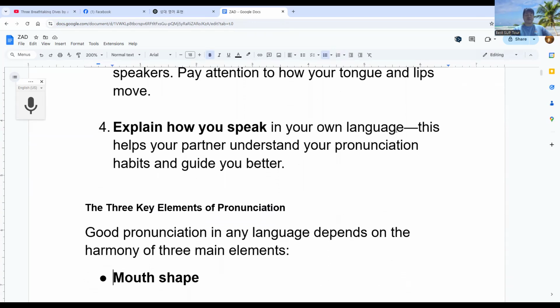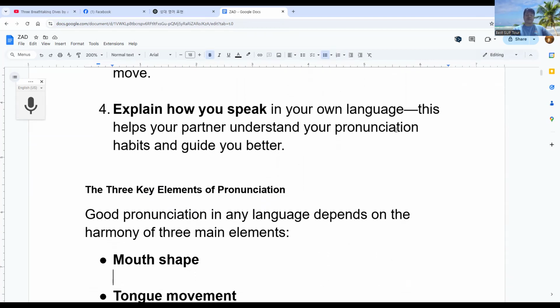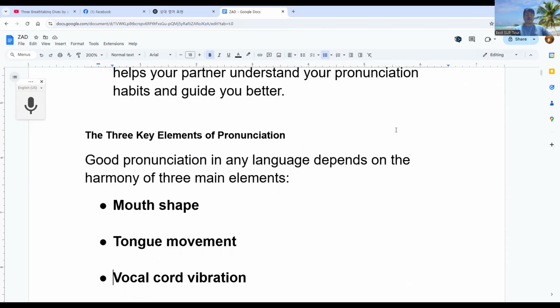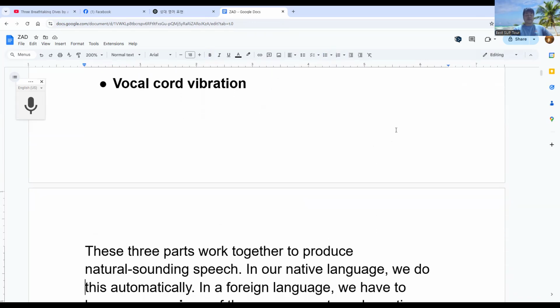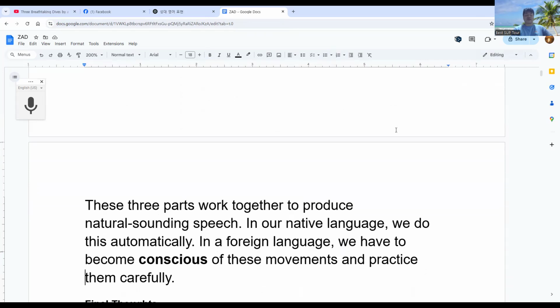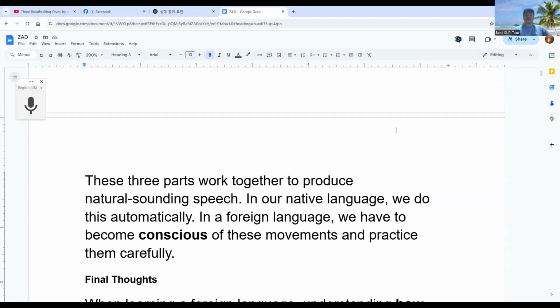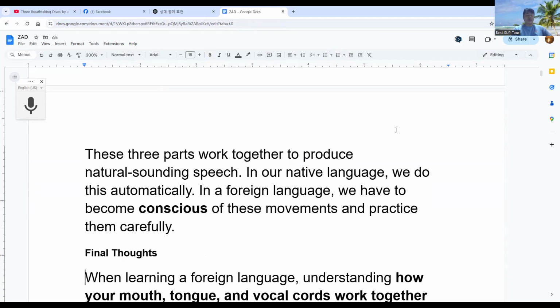The three key elements of pronunciation. Good pronunciation in any language depends on the harmony of three main elements: mouth shape, tongue movement, and vocal cord vibration. These three parts work together to produce natural sounding speech. Now, in our native language, we do this automatically. In a foreign language, we have to become conscious of these movements and practice them carefully.